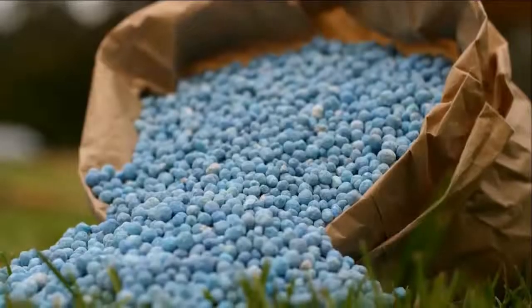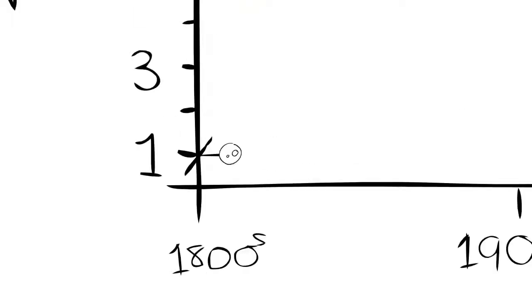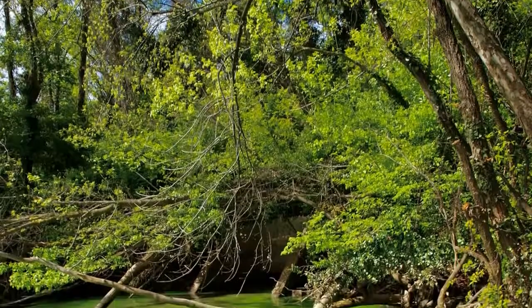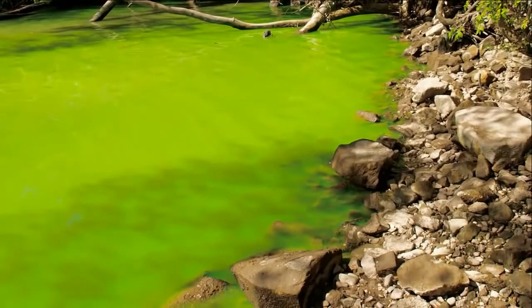Since we learned how to make fertilizers efficiently on a large scale, we've been able to grow many more crops, and therefore the human population has risen dramatically. There can be problems with putting too much fertilizer into a natural system, and some of the problems with fertilizers are explained in other videos.